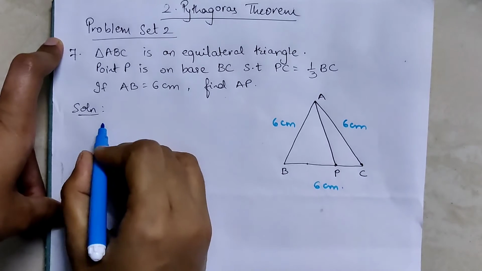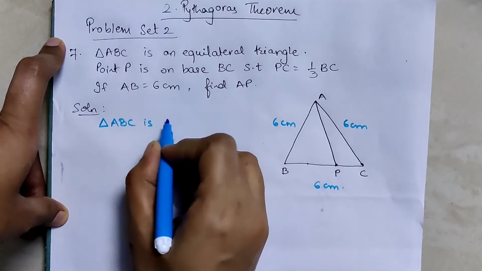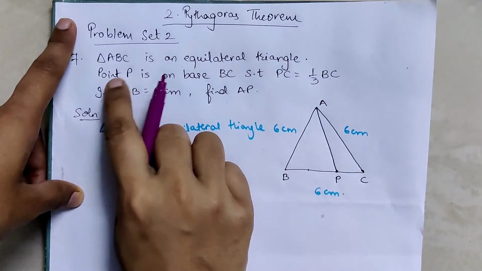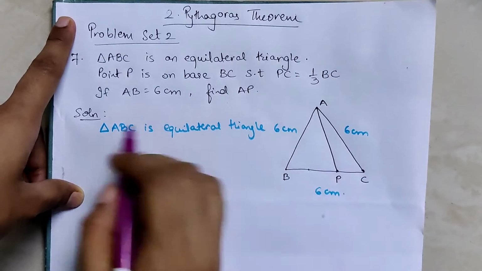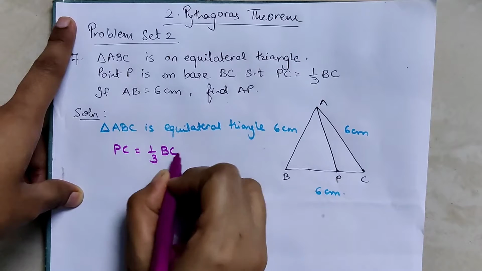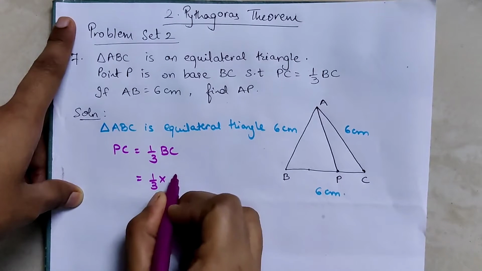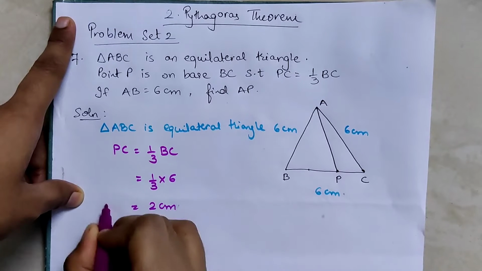So our solution will start with: triangle ABC is an equilateral triangle. Now see what is written. Point P is on the base BC such that PC is 1/3 of BC. So PC is 1/3 of BC and BC is 6 centimeter, right? So substitute the values, children. So it will be 2 centimeter.